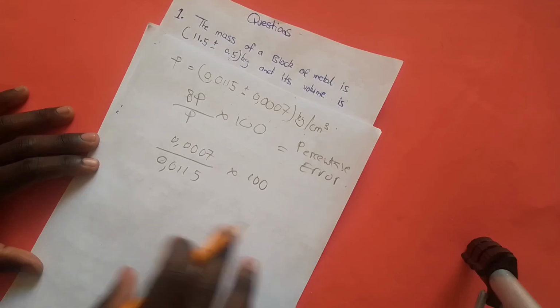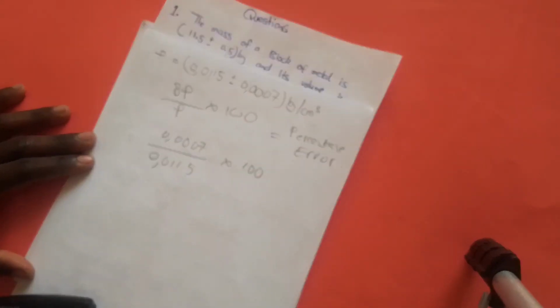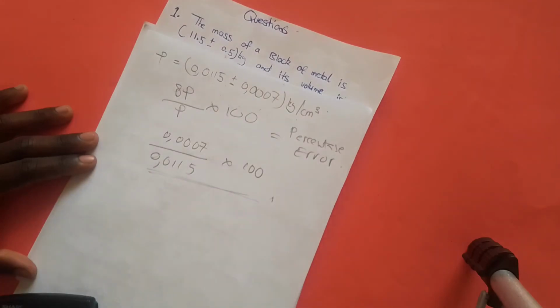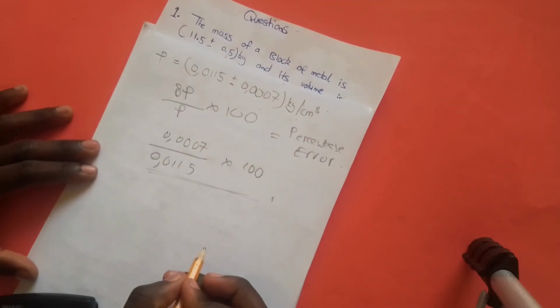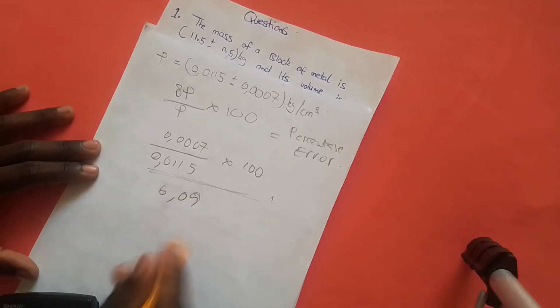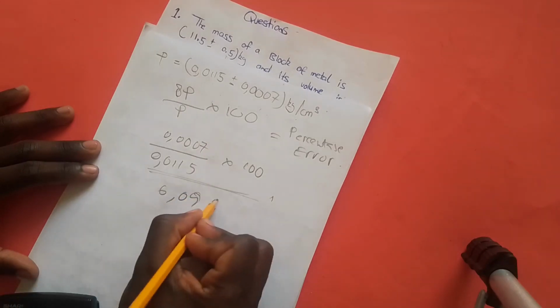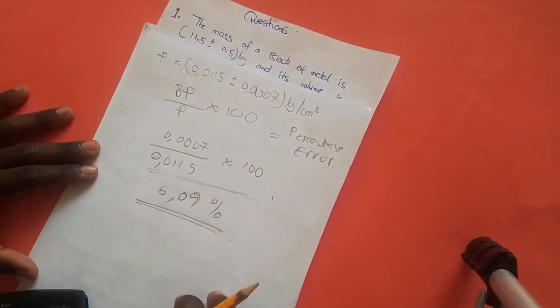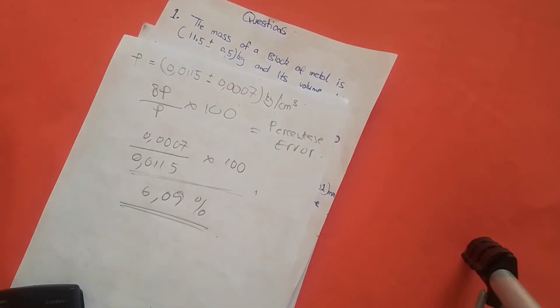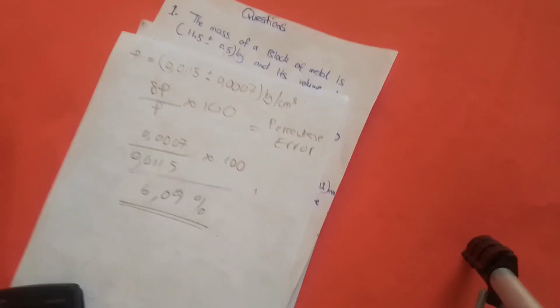Okay, so let's punch that into the calculator and see what we get. If you punch this quantity into the calculator, you get that the percentage error will be equal to 6.09 corrected to 2 decimal places percent. So the percentage error is 6.09%. Then you're done. So let's move on to the second question now.